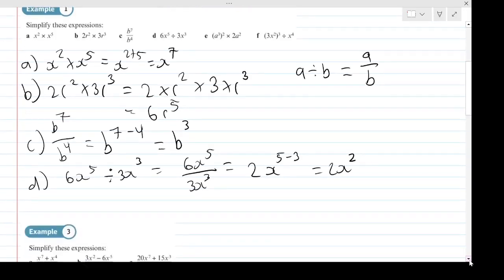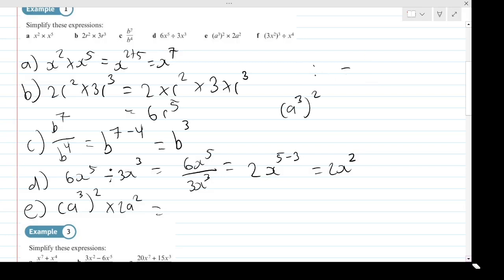Okay, cool. Part E, we have a cubed squared times 2a squared. We're going to need to simplify this bracket thing first, aren't we? So a cubed squared.